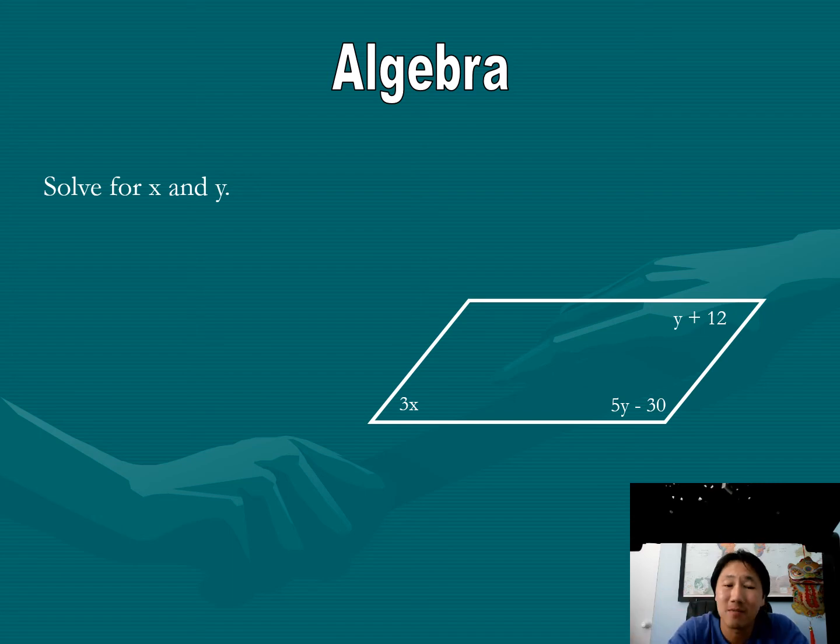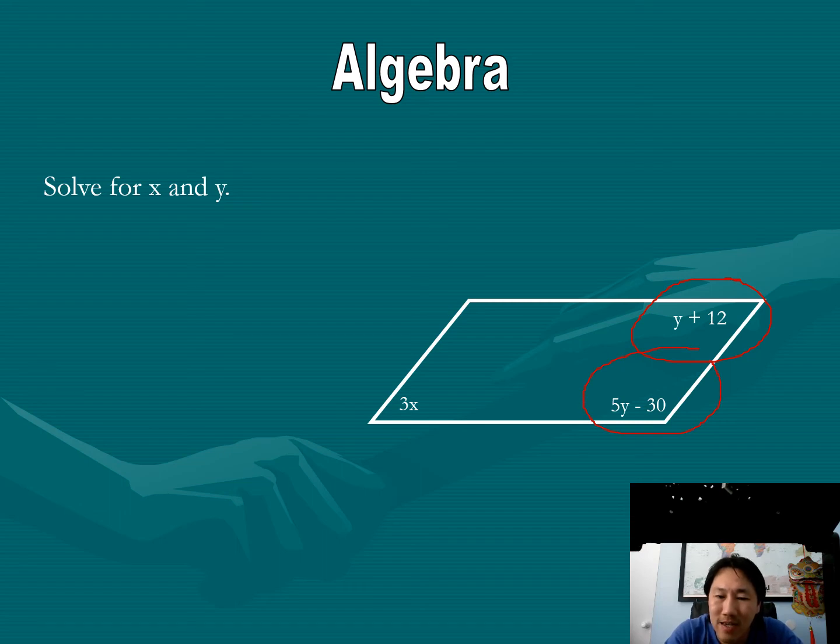I forgot, this is important, but the shape you see is a parallelogram. If I didn't say that, then none of the rules would work and you cannot do this problem. All right, so yes, this is a parallelogram. Let's go ahead and solve for x and y. I see there's more y's in the problem, so maybe I'll focus on the y first.